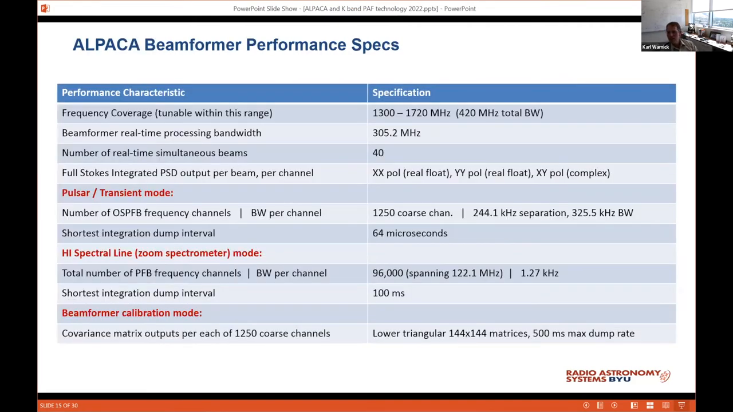I won't dwell on these slides too much. This is really just to get the detailed specs of the back end into the conference record. I will take questions about these if anybody has any.